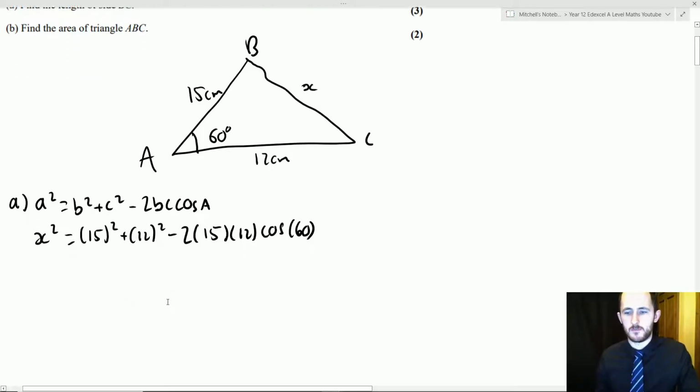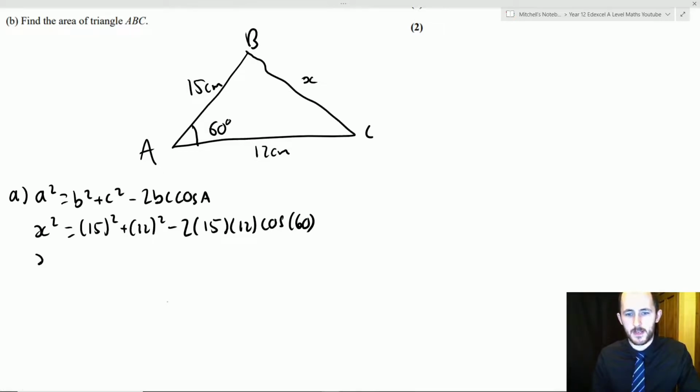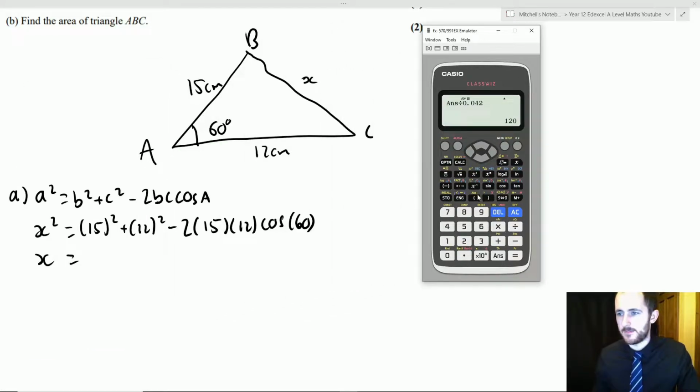So again, shouldn't be too bad. Just do the whole thing on a calculator. So if I just get my calculator up. So we have 15 squared plus 12 squared minus 2 times b, which is, again, 15. Again, it doesn't matter which way around you actually put them, because you're just adding them or timesing them.